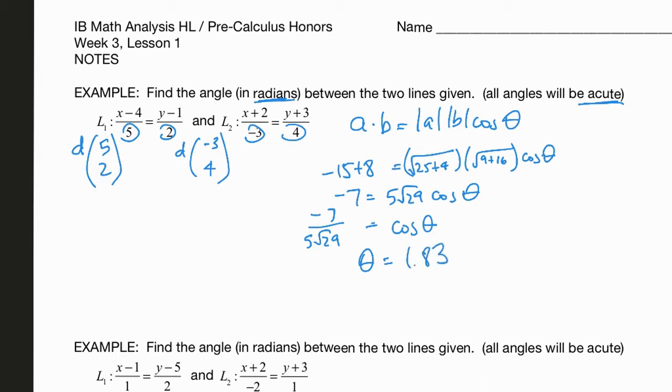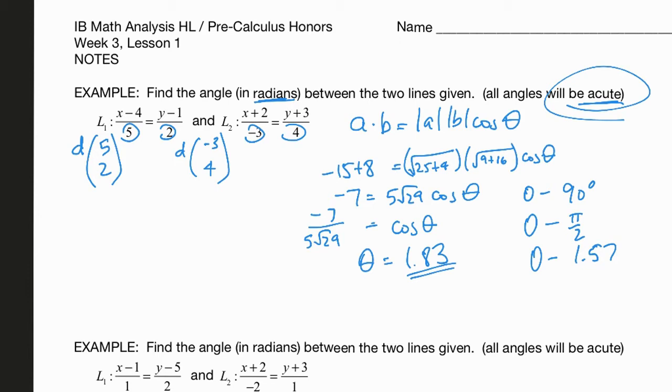Okay, now it's a great angle, it's nice. However, it's not acute. All right, acute angles are between 0 and 90 degrees. In radians, that means you're between 0 and pi over 2. So if you do pi divided by 2, that means we're somewhere between 0 and 1.57. So clearly this is more than that. So what you have to do is find the reference angle. If you do pi minus the angle you just got, pi minus 1.83, I believe gives you approximately 1.31.